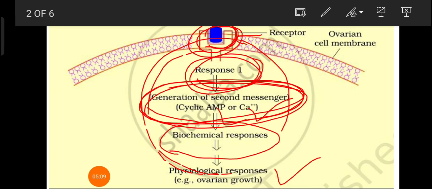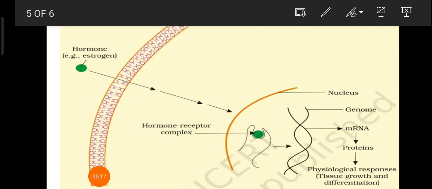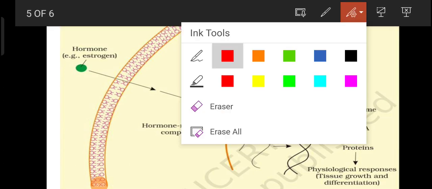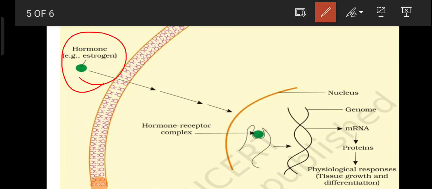So I'm hoping that this concept, primary receptor, primary messenger and secondary messengers, is now clear. Now moving to the steroidal hormones. In steroidal nature hormones, I will discuss here the estrogen-like hormone, which is given in your NCERT. This is an estrogen-like hormone.